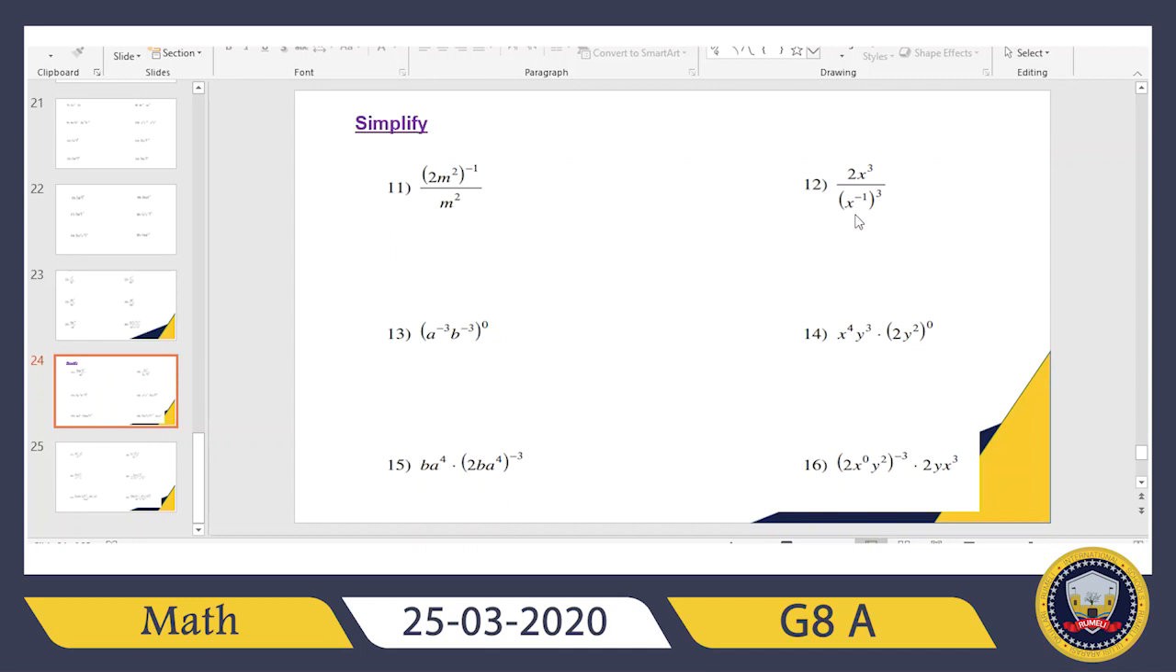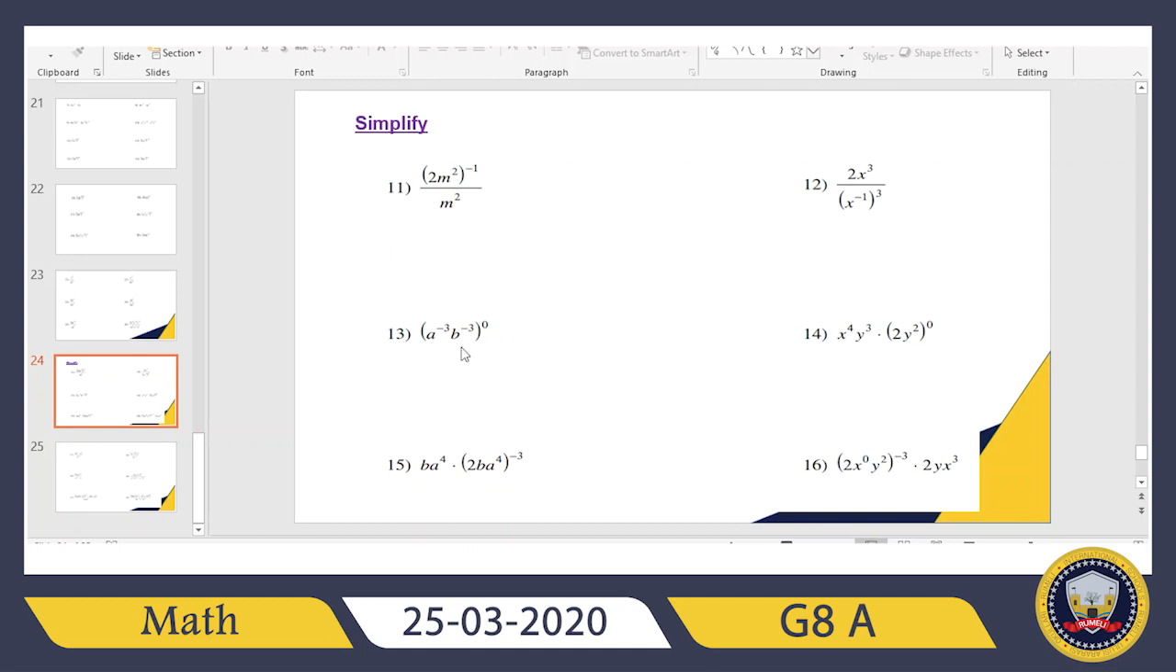Now I have to subtract the powers, because in division having the same base I have to subtract the power. X power 3 over x power negative 3. So it will be 2x power 3 minus negative 3, minus minus will be positive, as if I'm saying 2x power 3 plus 3. Yani the answer will be 2x to the power of 6. Okay.